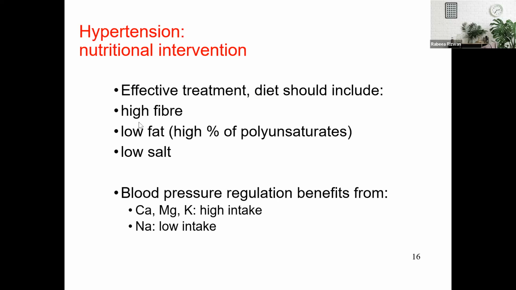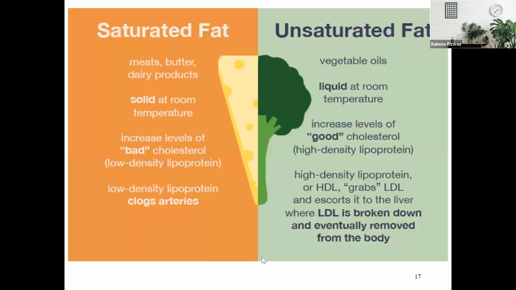So what they found is that an effective treatment diet should include a high fiber diet, low fat diet, and low salt diet. They result in preventing and controlling the hypertensive symptoms. Some other researchers also noticed that high intake of calcium, magnesium, and potassium and low intake of sodium have also beneficial effects to control hypertension among hypertensive patients.